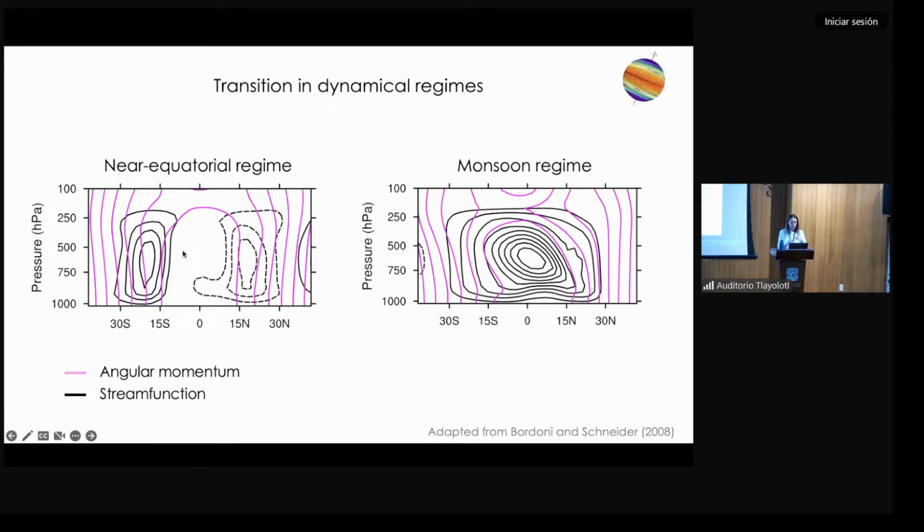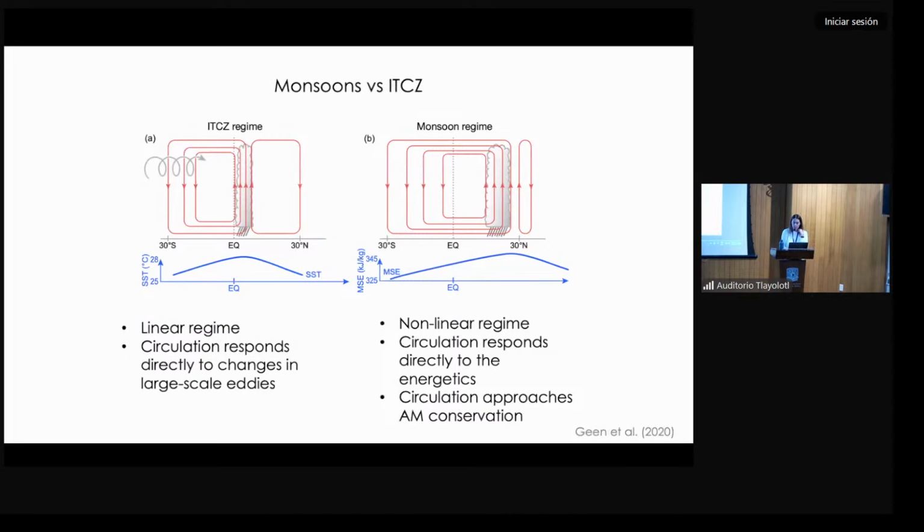Circulations that remain more symmetric about the equator, for instance, as we see over the oceanic ITCZ in the observations, are circulations that do not conserve angular momentum. That is to say that advection of relative momentum by the circulation is not important, and the circulations are much more linear. Whereas once you are able to establish a cross-equatorial Hadley circulation, this is where nonlinear processes become important, and the circulation becomes much more angular momentum conserving.